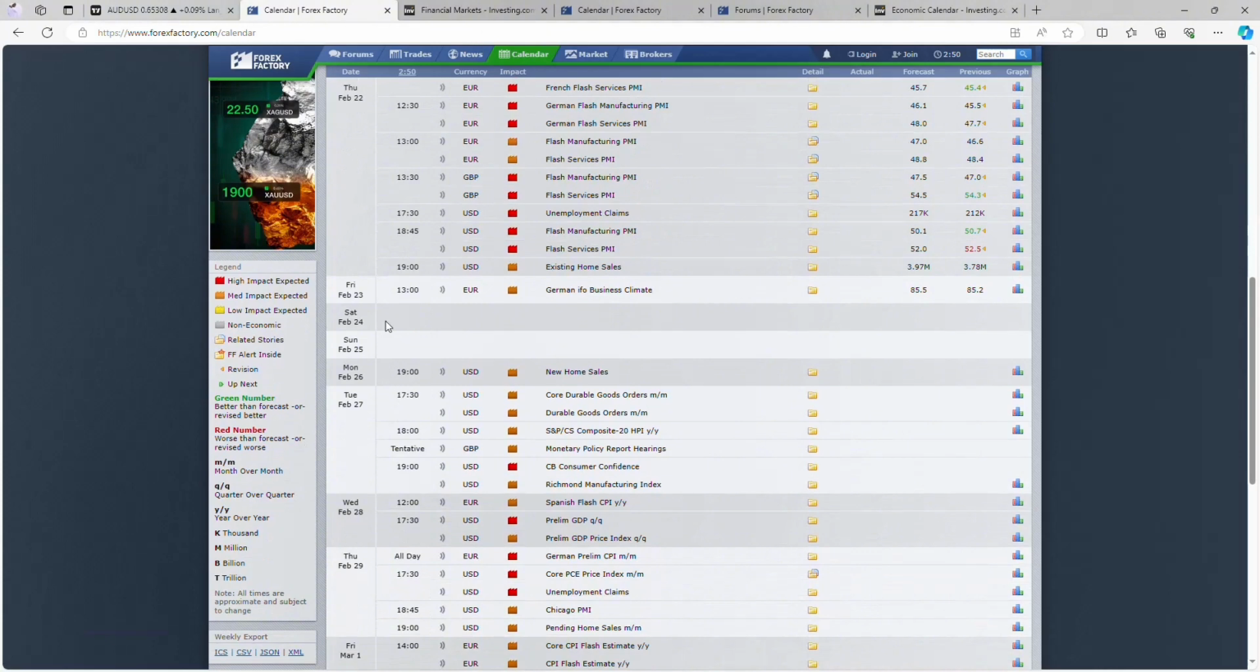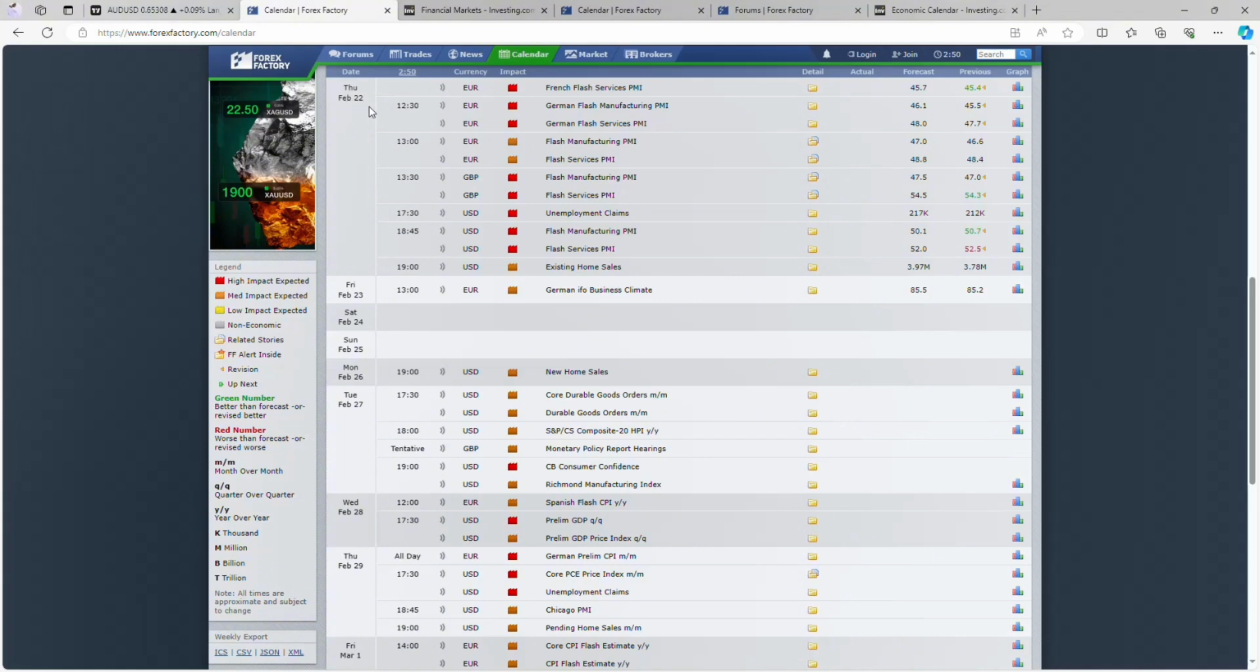So the next time is Friday 23rd, which is 13 hours. The euro also is going to have a medium impact news. The United States dollar is going to have a high impact news at 18:45 hours. The United States dollar is going to have a high impact news at 17:30 hours on Thursday, February 22nd.